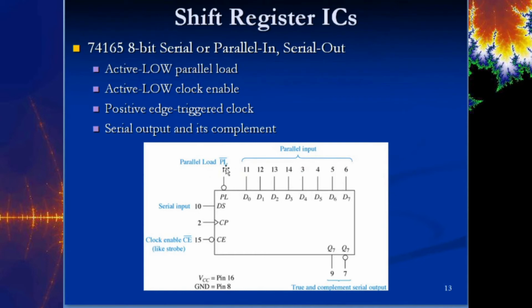So when the parallel load input goes low, that's when you load in the parallel input. But it's a serial out, so you don't have any option to do a parallel out in this case. All right, so this one is more versatile because you have the option of how you want to load in your data.